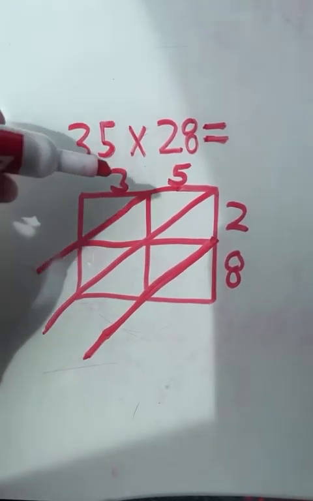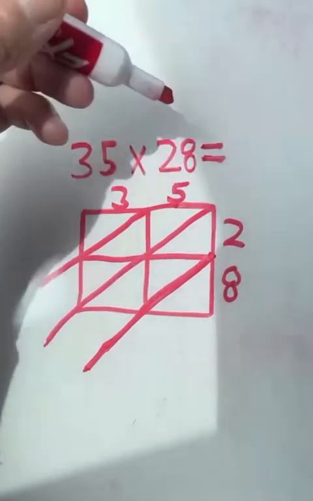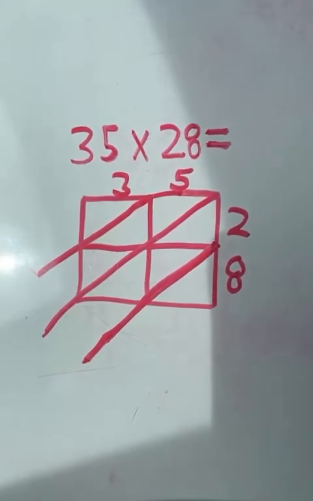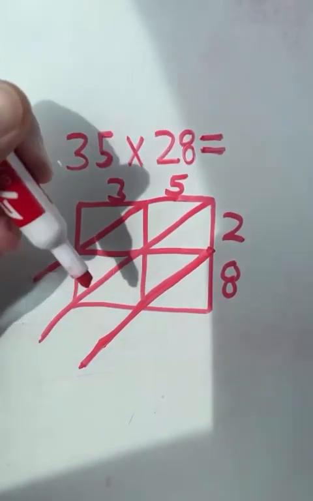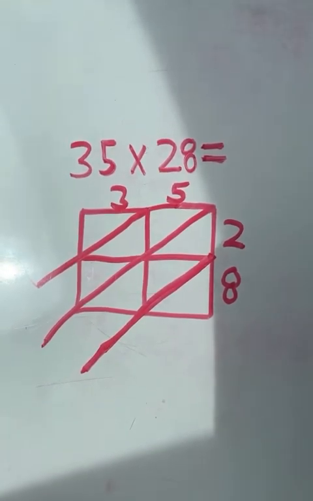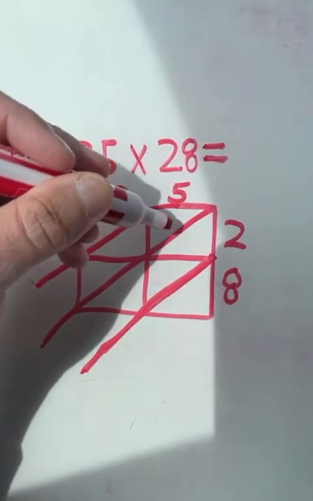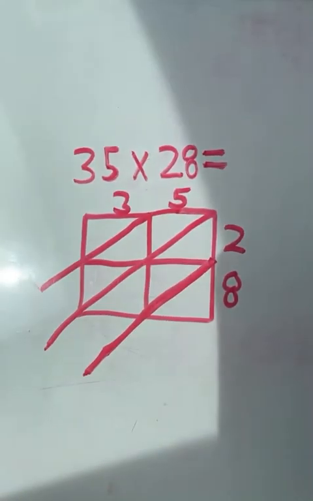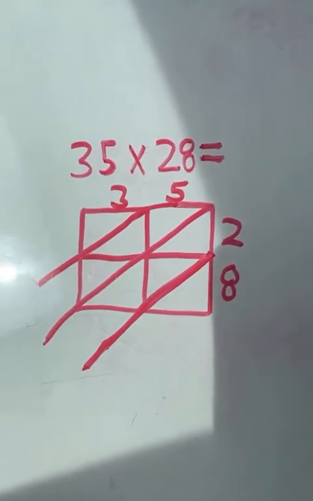So I have my Lattice method model here. We have a box for each of the digits within the problem, and we've also put a line through each box. What we're going to do is multiply each of the digits. Our answer is going to go in the square, and each digit within our answer is going to go in the triangles. If that sounds confusing, it'll be less confusing as the video goes on.